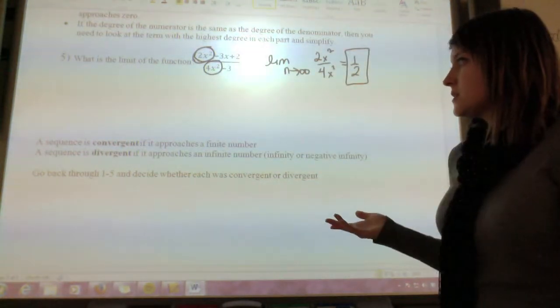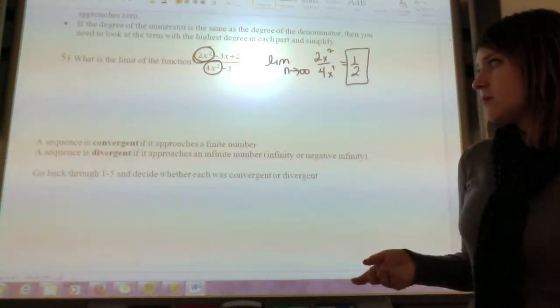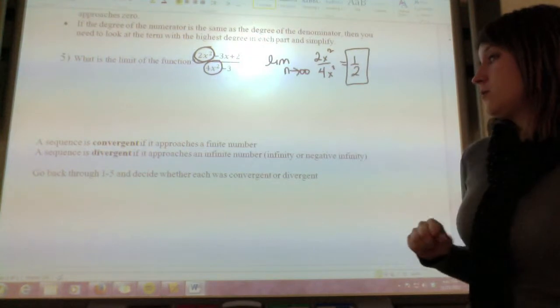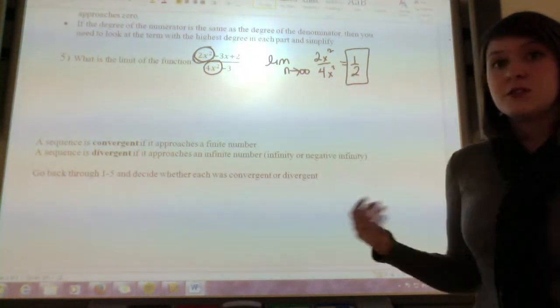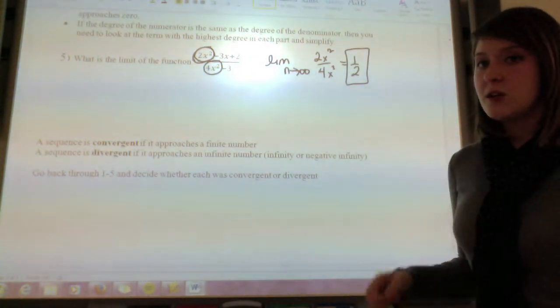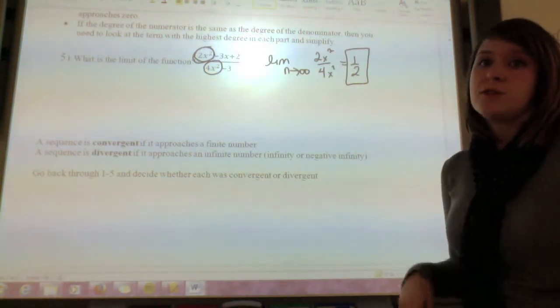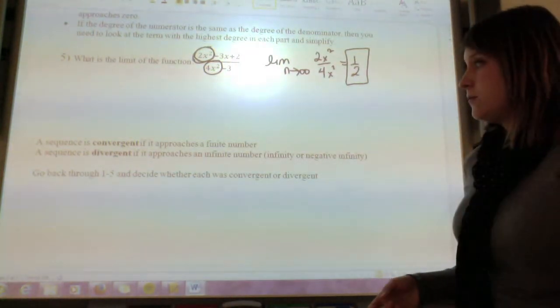Alright, a sequence is convergent if it approaches a finite number, and a sequence is divergent if it approaches an infinite number. So these are just some vocab words. Convergent means that it approaches a number, whereas divergent, it approaches either infinity or negative infinity.